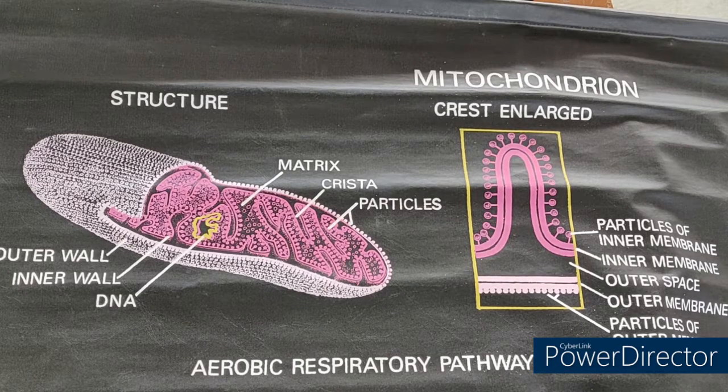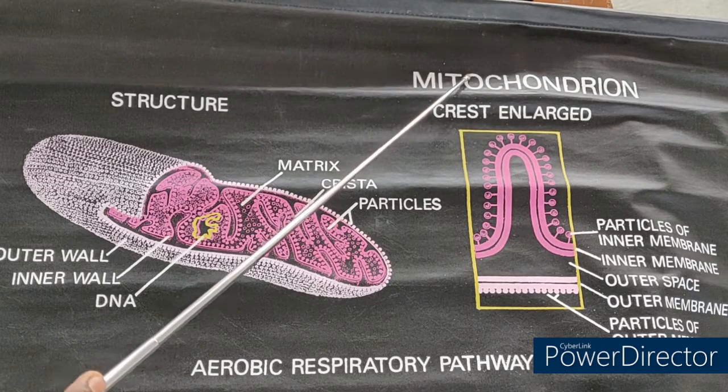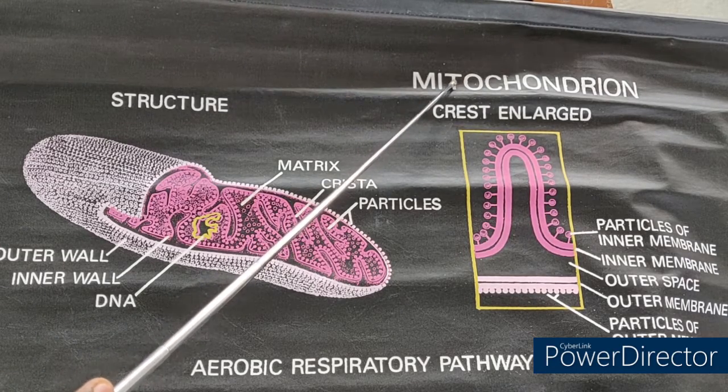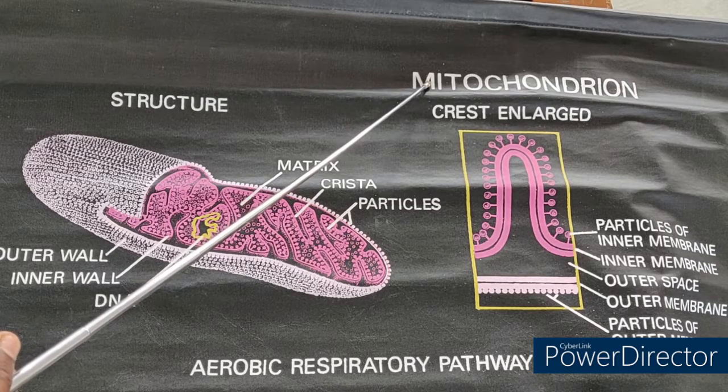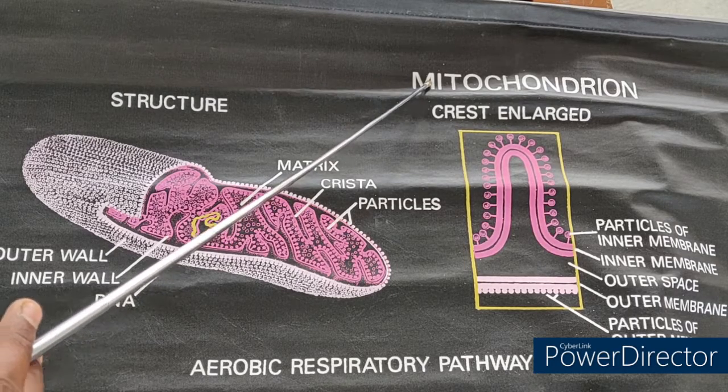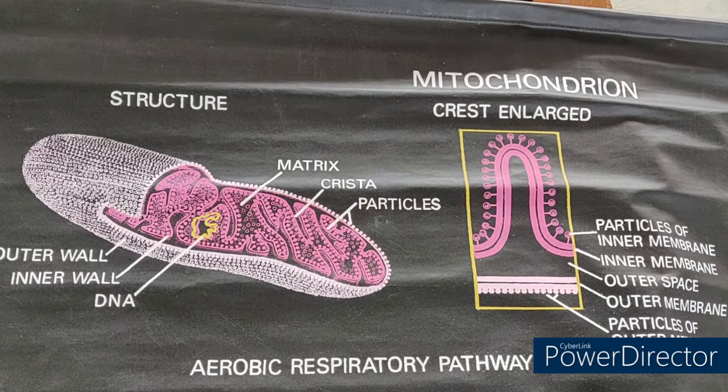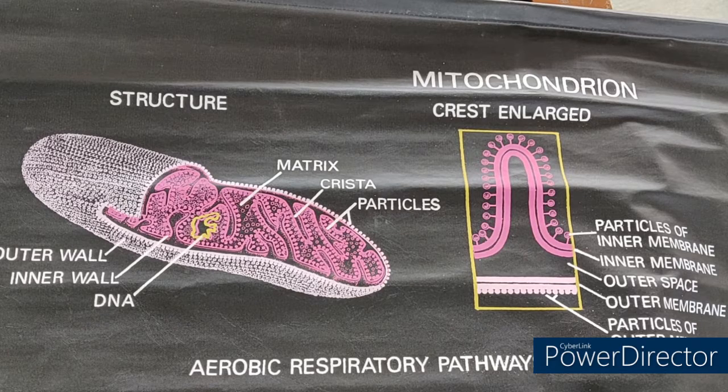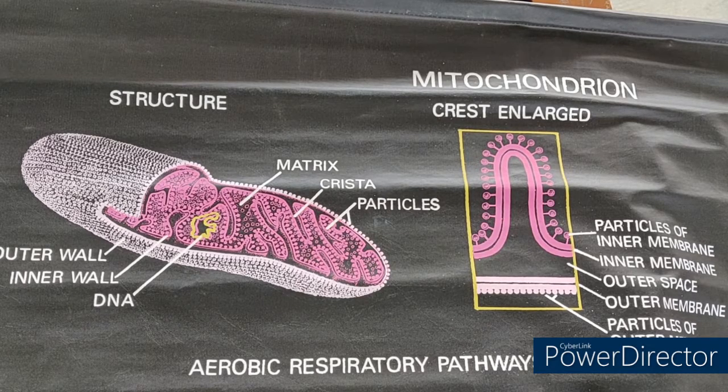The next is the structure of mitochondria. Singular is mitochondrion and plural is mitochondria. Mitochondria are known as the energy currency of the cell, or the powerhouse of the cell. It is a filamentous or granular organelle present in eukaryotic cells and absent in prokaryotic cells. It was first discovered by Adolf Albert von Kolliker, shortly known in books as Kolliker.